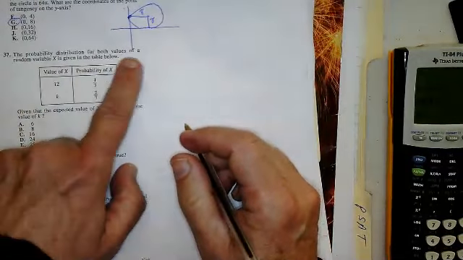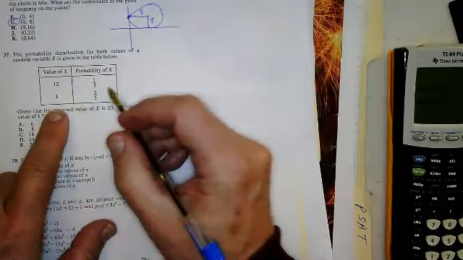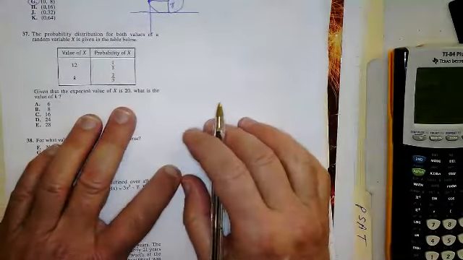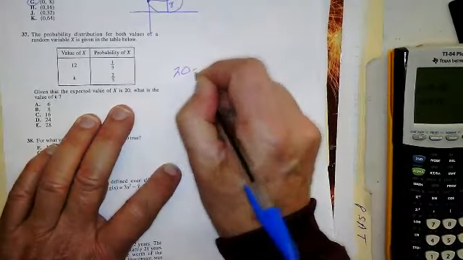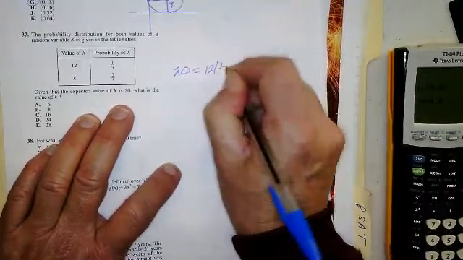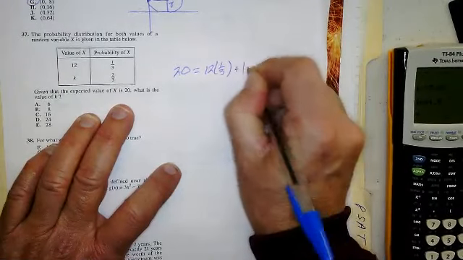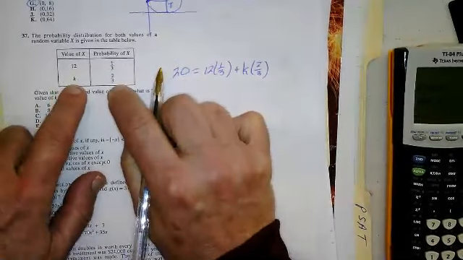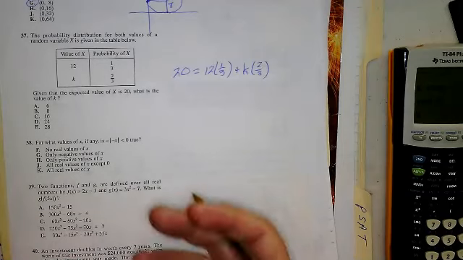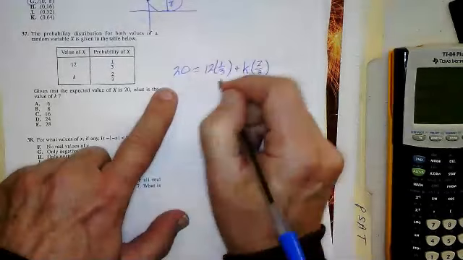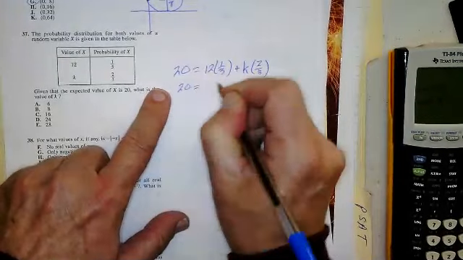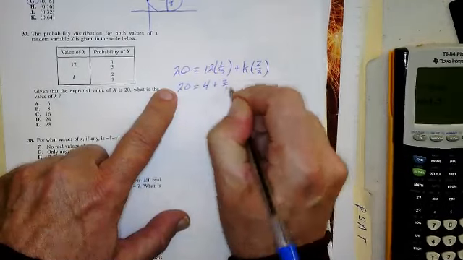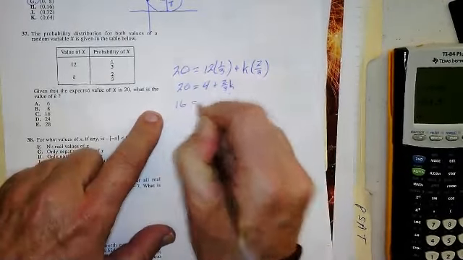Okay, the probability distribution of both values of a random variable is given in the table below. So we use these to create a problem where x is going to equal 20. So 20 equals 12 times 1/3 plus k times 2/3. Okay, this times this and this times this tell me the expected value. That's also another way of finding the average. And so 1/3 of 12 is 4. 12 divided by 3 is 4, plus 2/3 k. Subtract 4, I get 16 equals 2/3 k.